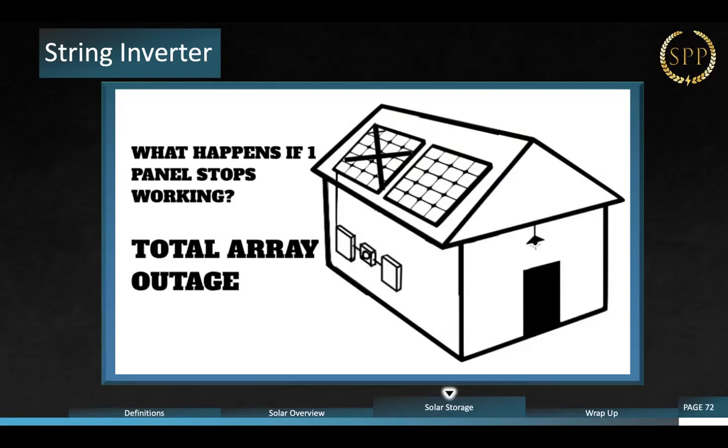So it creates a huge issue for the customer because you can't see if there's a problem with the actual panel itself, that it's shaded or there's an issue. It's just a drop in production. You don't know why. It could be one of the panels is bad, one of the panels is being shaded. There's a lot of issues that can't be tracked with the string inverter system.